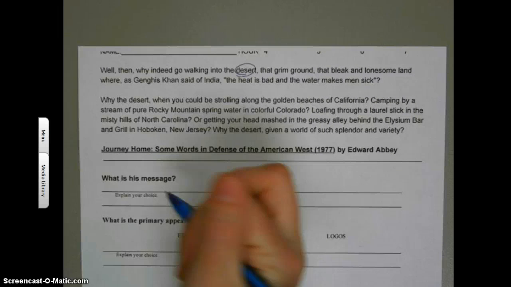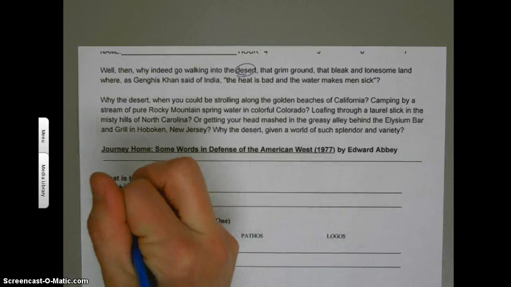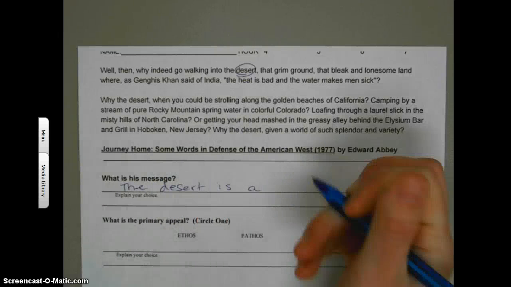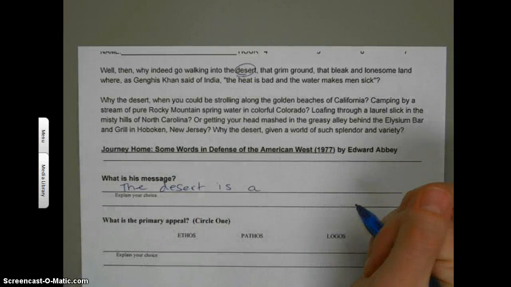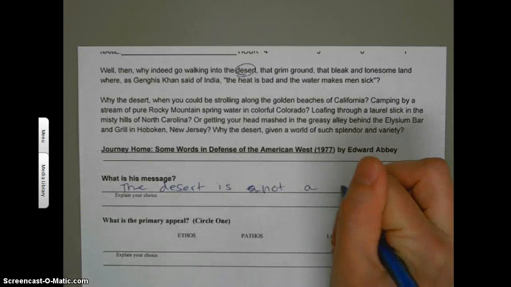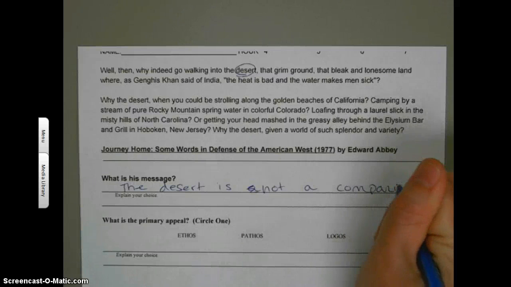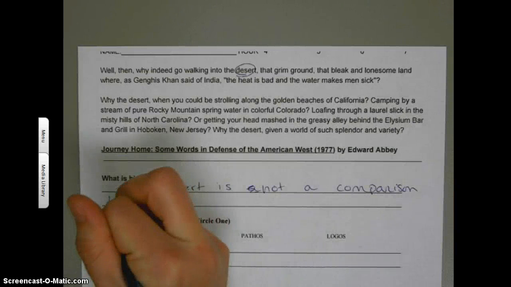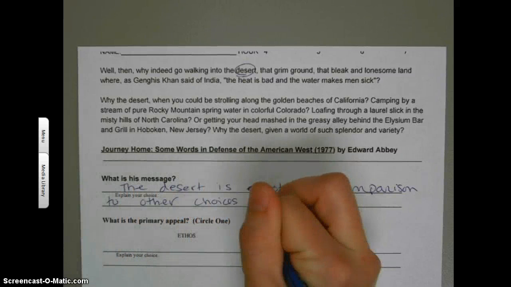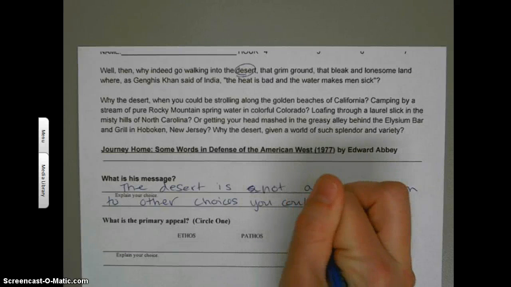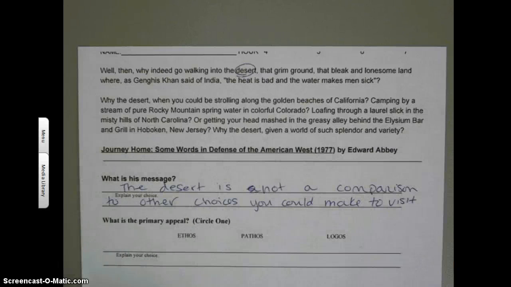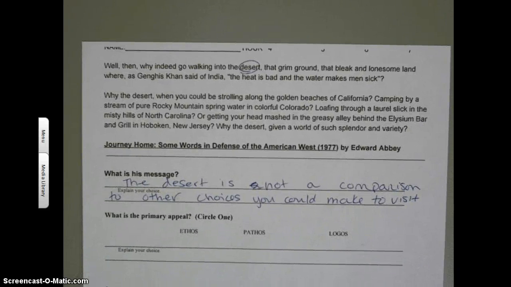So his message would be that the desert is not a comparison to other choices you could make to visit. Or basically, he doesn't like the desert.